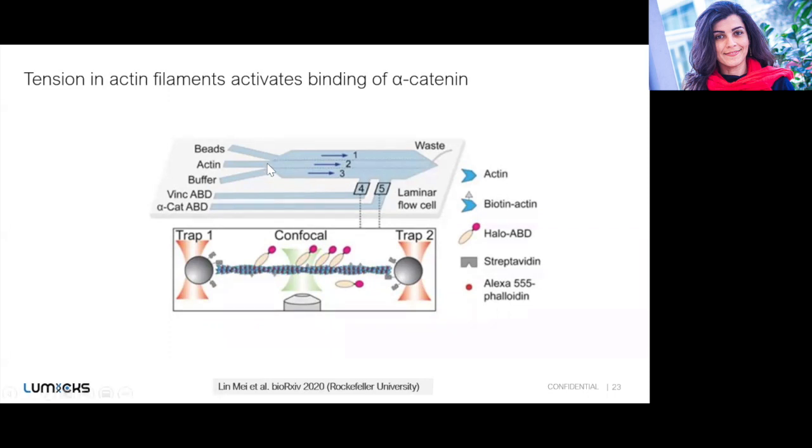C-trap has also been used to, for example, study the effect of tension on actin filaments in binding of actin binding proteins. For example, this group has used C-trap to tether an actin filament, which is fluorescently labeled, between two beads that are functionalized with streptavidin. Then they put tension on the actin filament, and they see how it would affect binding of this actin binding protein alpha catenin, which is also fluorescently labeled.